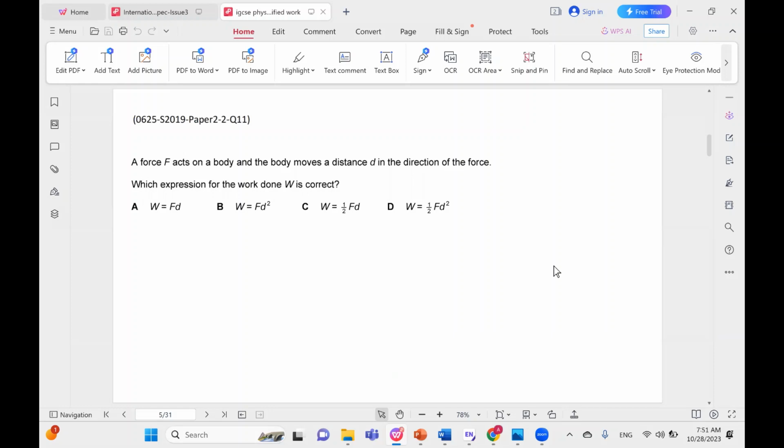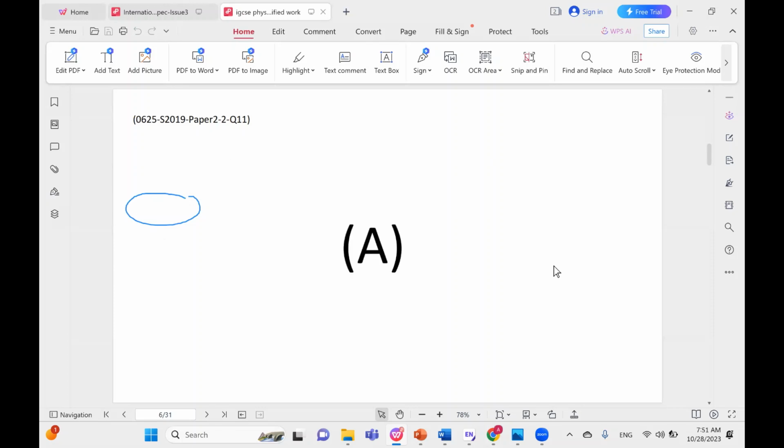Force F acts on a body and the body moves a distance D in the direction of the force. Which expression for the work done is correct? Again, work equals force times distance is the correct expression. So A would be the correct answer.